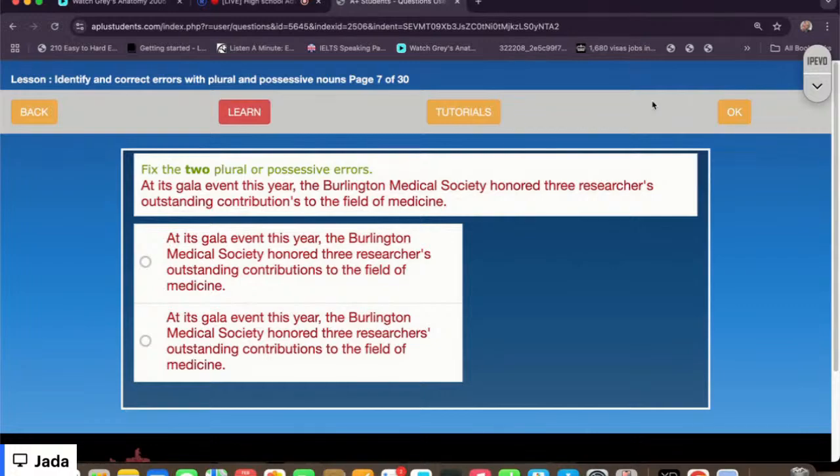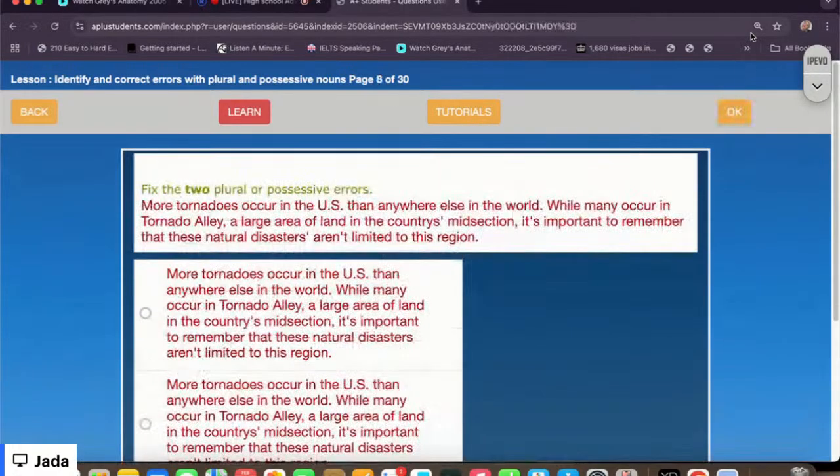At its gala event this year, the Burlington Medical Society honored three researchers' outstanding contributions to the field of medicine. So, what are we correcting over here? We have two. So, contributions, you do not need to make contribution singular possessive, it's just a plural noun. That's this over here. And then researchers. So, researchers, you would have the apostrophe after the S. So, it's plural possessive.